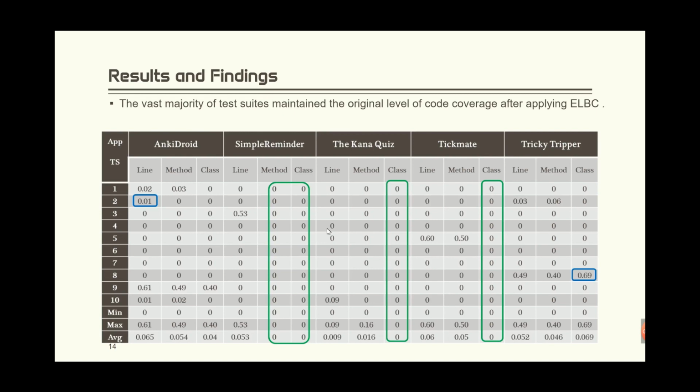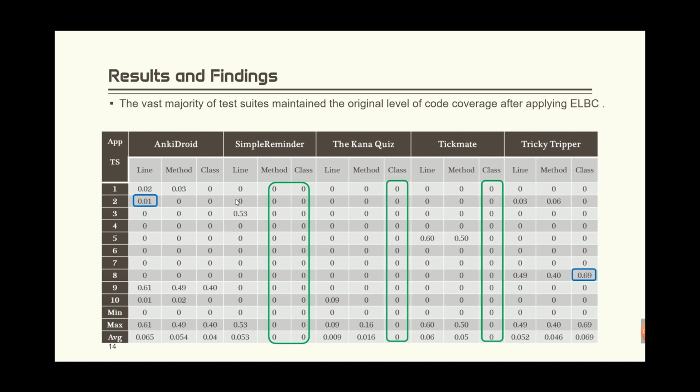Another finding: the vast majority of test suites maintain the original level of code coverage after applying ELBC across the 3 levels involving line, method, and class coverage. This table shows the difference in line, method, and class coverage between the original and the reduced suite, where 0 means there is no change in the code coverage.